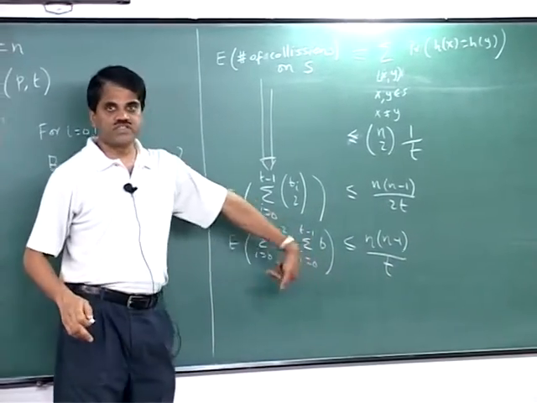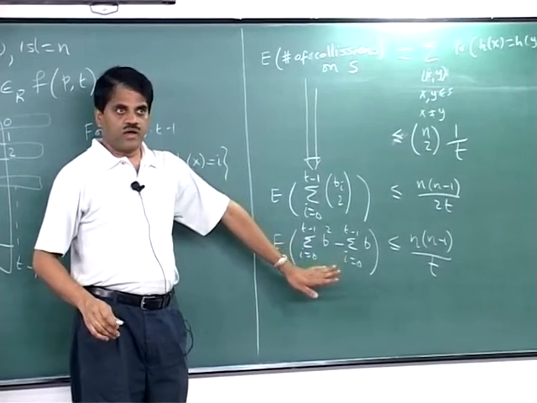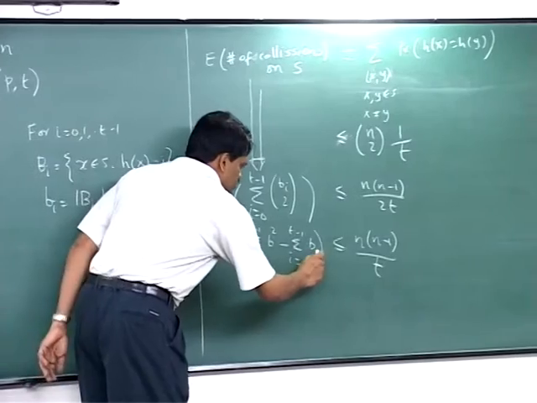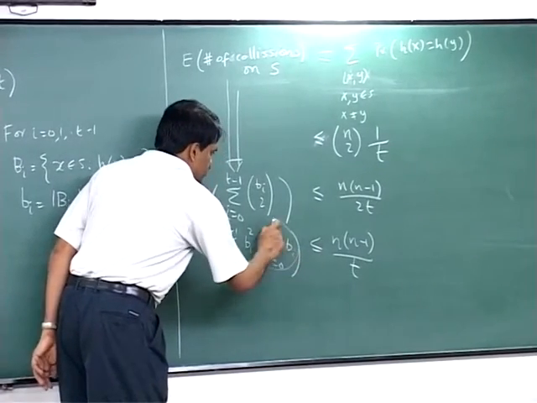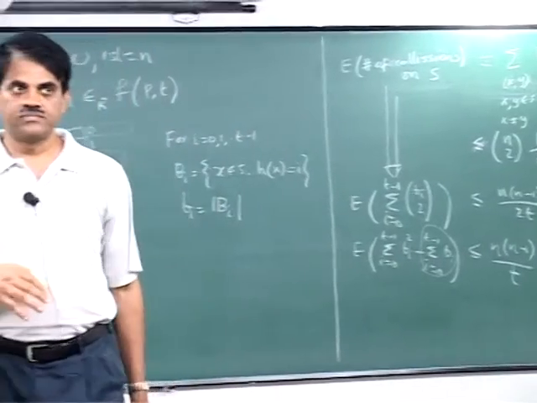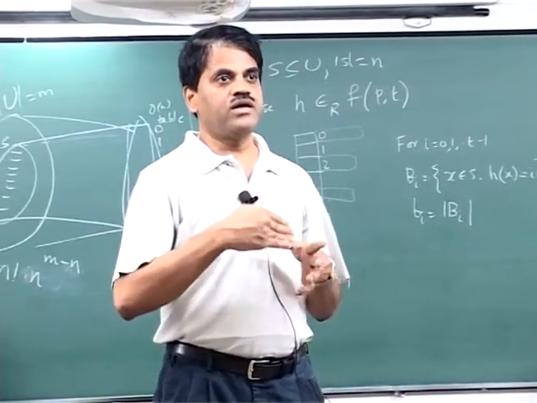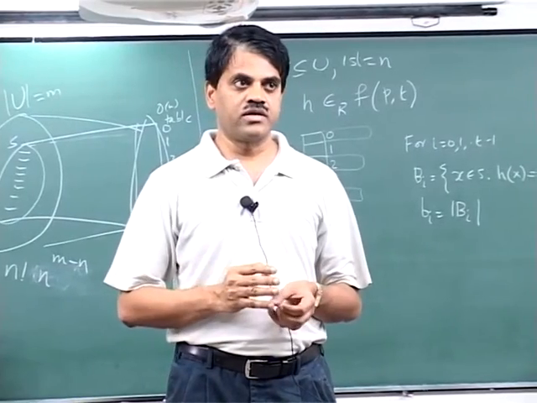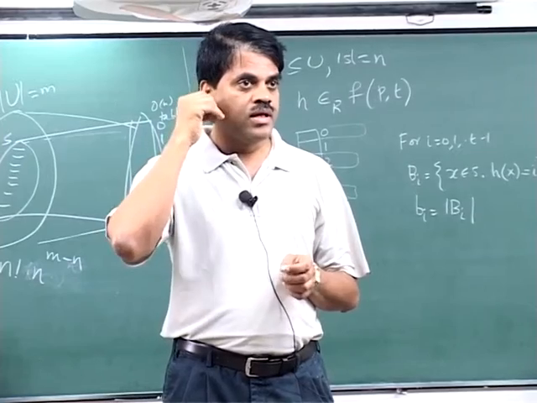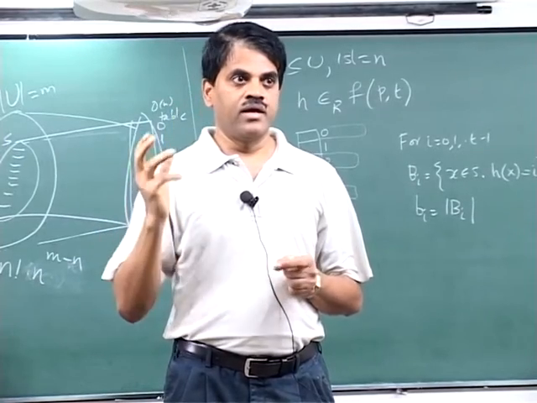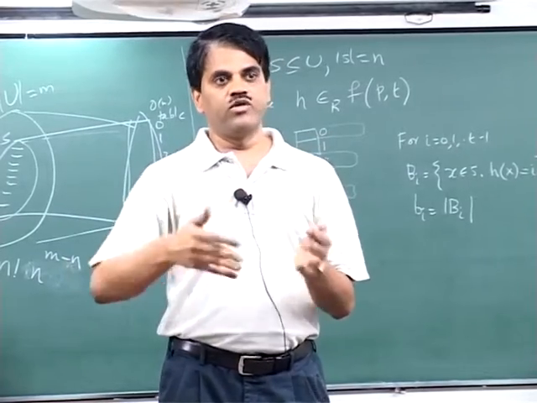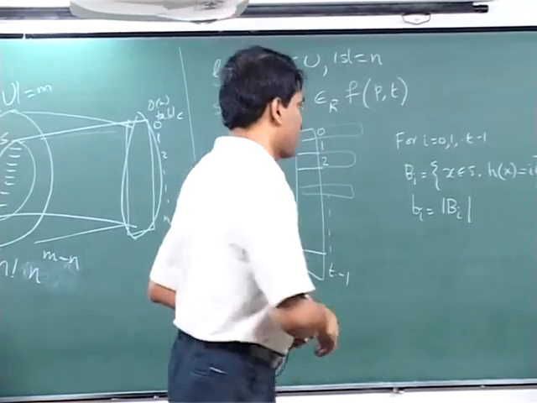Remove the 2 from both sides. Okay. Now, what is this one? Summation Bi, i equal to 0 to t minus 1. It is n, because all elements of your set get distributed into B0, B1, B2, B3 and so on. So together there's just n, right?